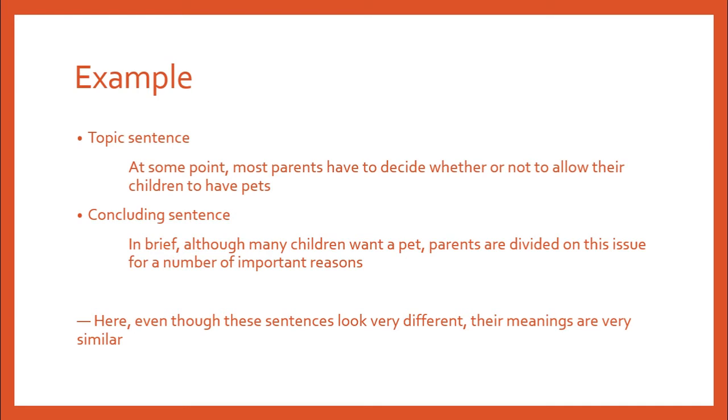So in a paragraph, I have the topic sentence and the concluding sentence of the paragraph. The topic sentence: "At some point, most parents have to decide whether or not to allow their children to have pets." This introduces the idea that they're going to be talking about reasons parents have for choosing to let their children have pets, and reasons they choose not to let their children have pets. The concluding sentence is: "In brief, although many children want a pet, parents are divided on this issue for a number of important reasons."